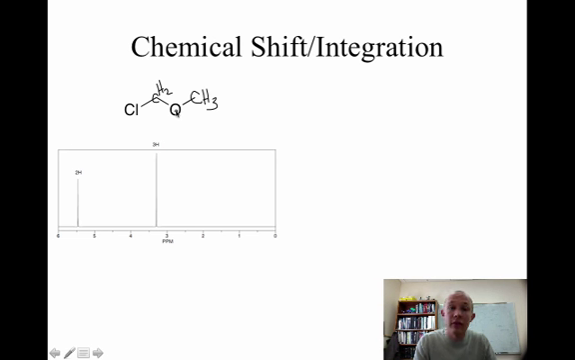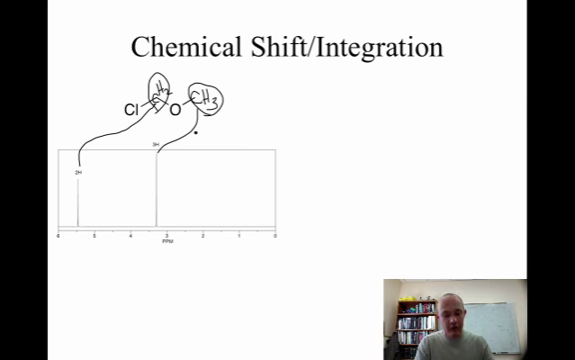We can get additional information to prove that that's correct, right? Because the integration underneath this peak is 3, whereas the integration underneath this peak is 2. So we know for a fact now that this peak corresponds to this set of hydrogens, and this peak corresponds to this set of hydrogens. We know that from chemical shift, and we can verify that by integration.